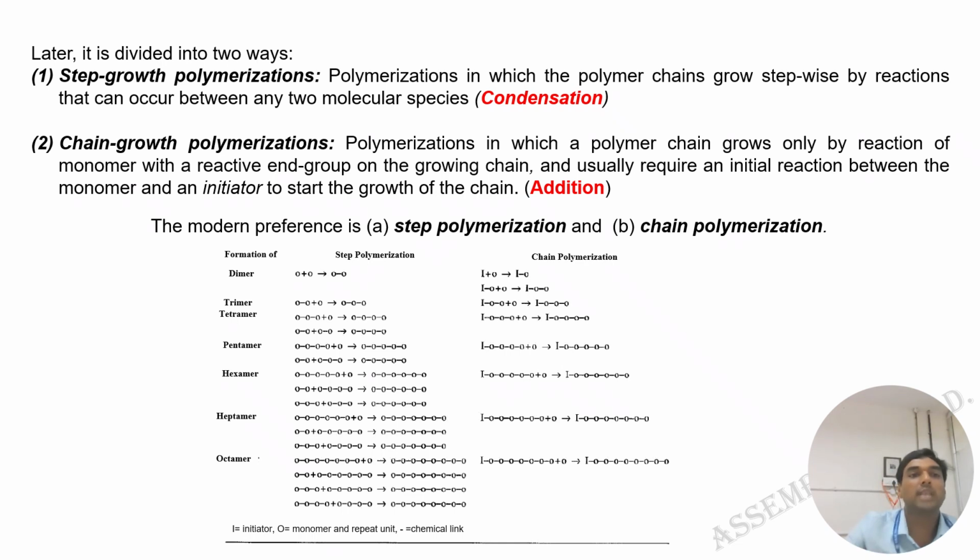One is called step growth polymerization, which is mostly condensation polymerization. Polymers grow their chains by stepwise reactions between two molecular species. The other is chain growth polymerization, where the polymer chain grows only by reaction of monomer, so it is an addition reaction. In chain growth polymerization, monomers add to the growing chain, whereas in step polymerization, 2 plus 1 gives 3, 3 plus 1 gives 4, and it goes on like this.